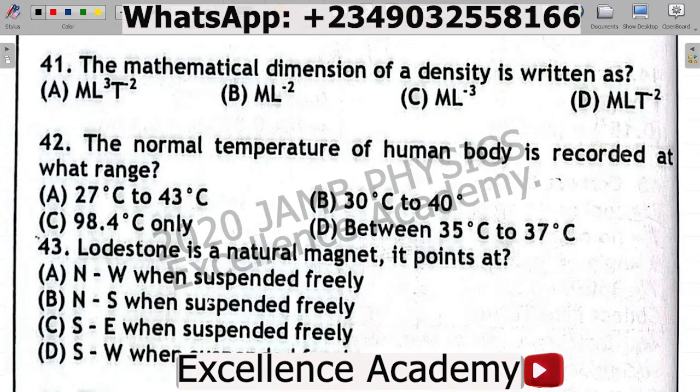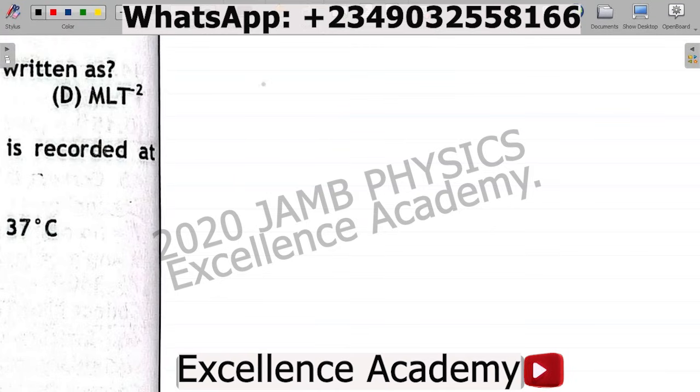Let's look at question 41 to 50 of the 2020 Physics JAMB examination questions. Question 41 says, the mathematical dimension of density is written as, you have option A, B, C, and D. Which of these is your correct answer? Now, for question 41, you're asked to find the dimension for density.